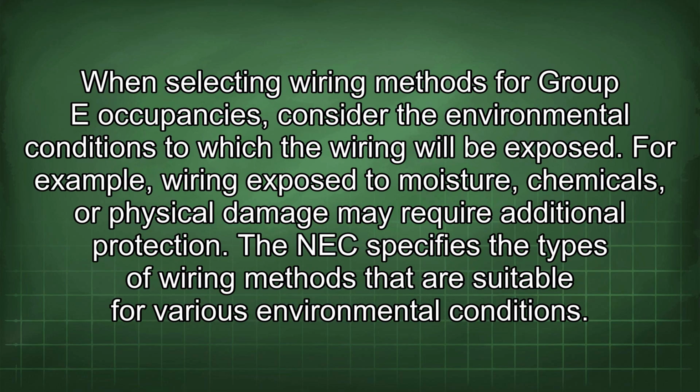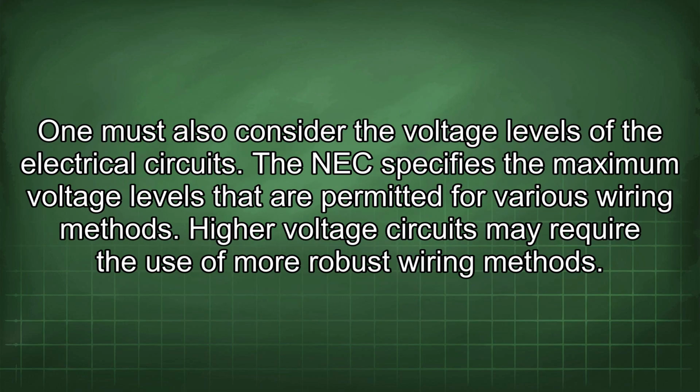When selecting wiring methods for Group E occupancies, consider the environmental conditions to which the wiring will be exposed. For example, wiring exposed to moisture, chemicals, or physical damage may require additional protection. The NEC specifies the types of wiring methods that are suitable for various environmental conditions. One must also consider the voltage levels of the electrical circuits. The NEC specifies the maximum voltage levels that are permitted for various wiring methods. Higher voltage circuits may require the use of more robust wiring methods.